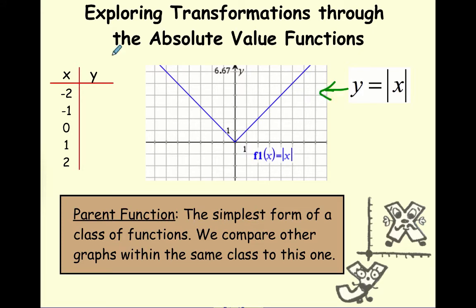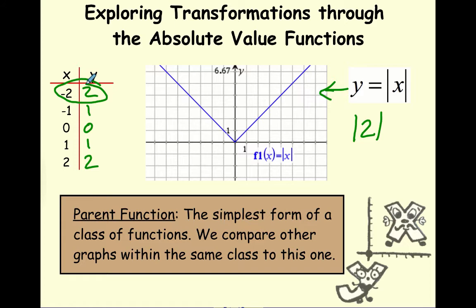So let's go ahead and look at how this parent function gives us this graph. Over here on the left, I have a table of values, and I'm going to evaluate the function for these values. If x is -2, I would do the absolute value of -2, which is 2. Then for the next one, absolute value of -1, which is 1. Absolute value of 0, which is 0, absolute value of 1, which is 1, and the absolute value of 2, which is 2. These, remember, signify an ordered pair, x comma y.